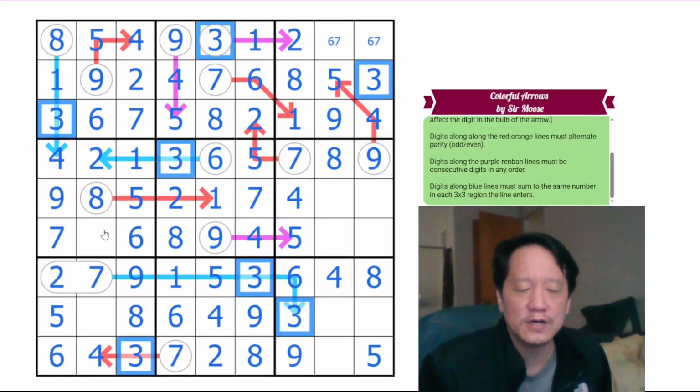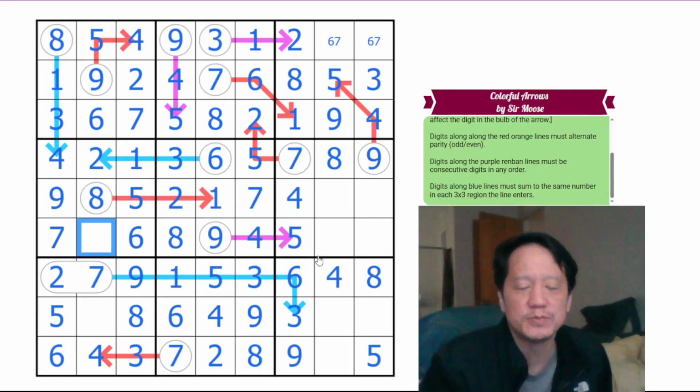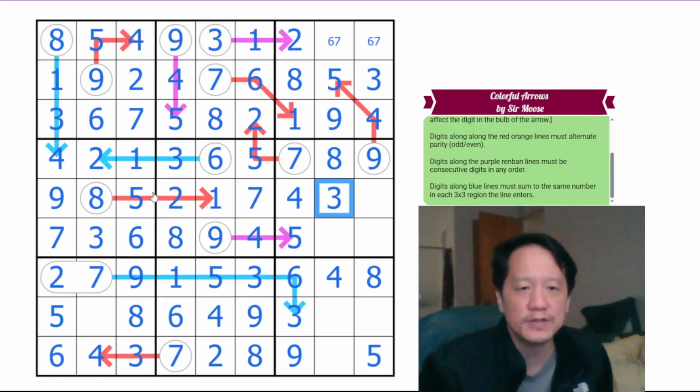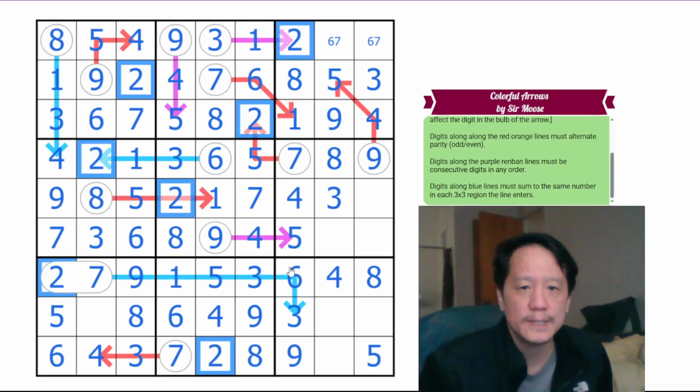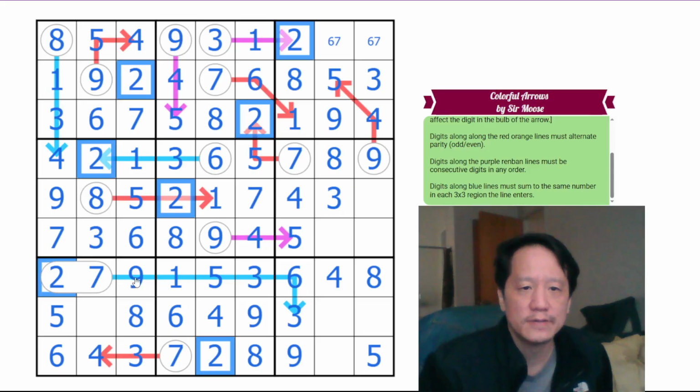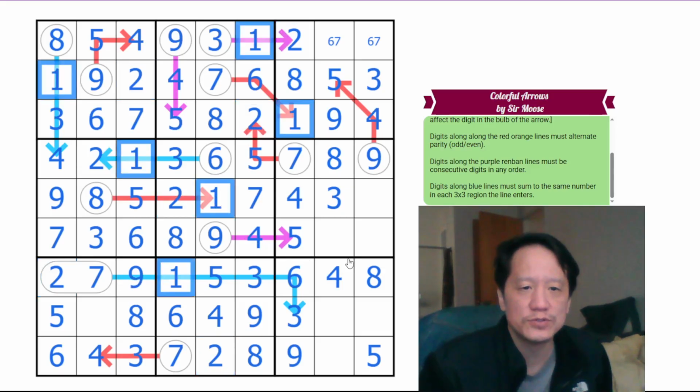3s. In column 2, 3 cannot be here because of 3 in the box, and the rest are filled, so this must be 3. That gives us 8 3s. We know where the last 3 has to be. It has to be there. 2. We don't have that much information about 2s.